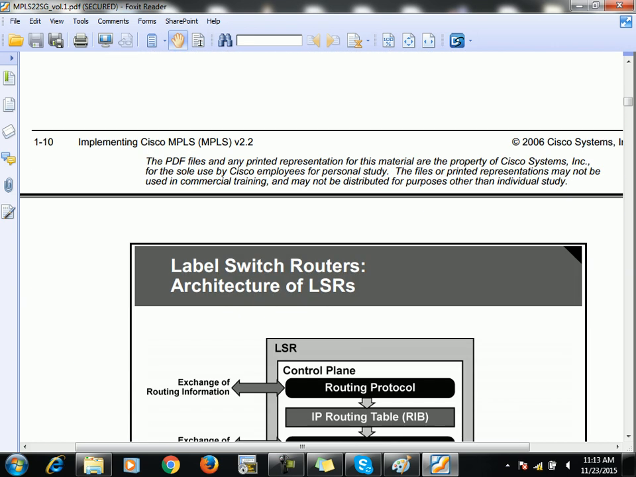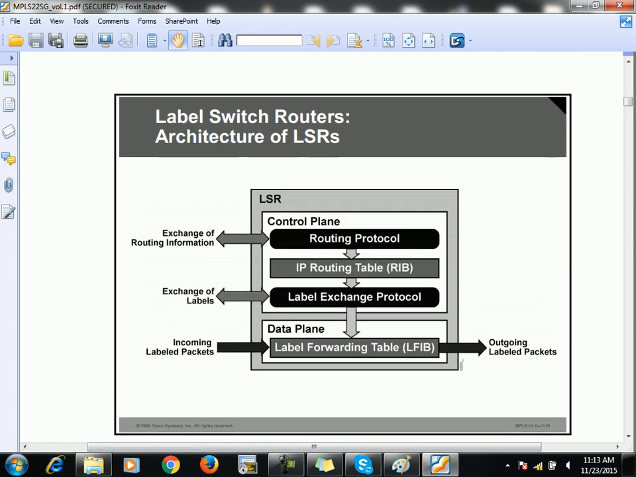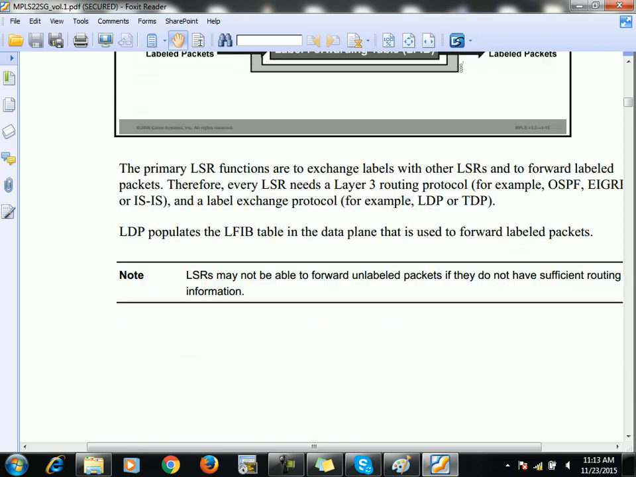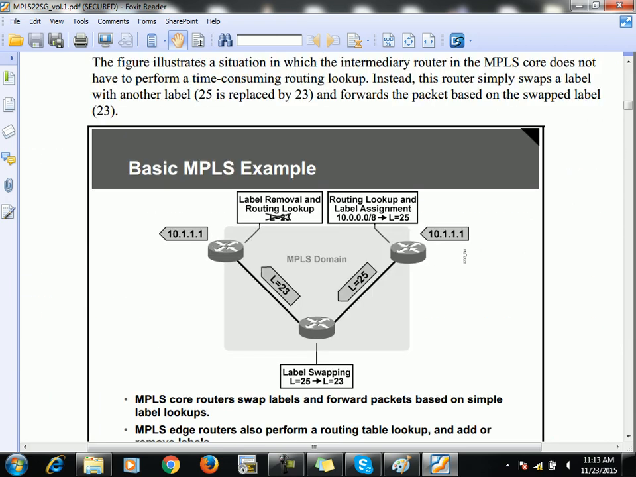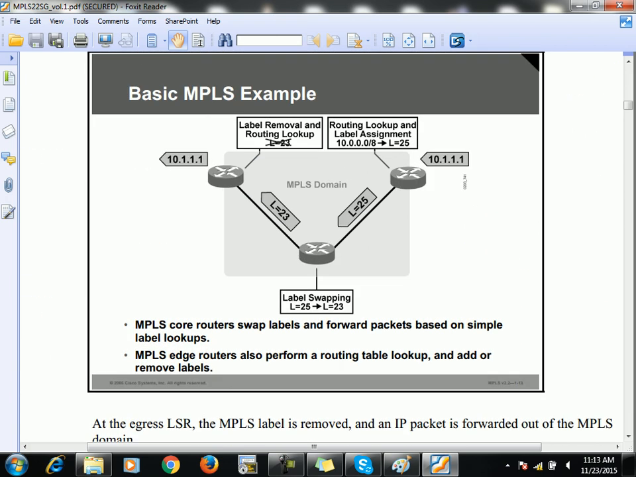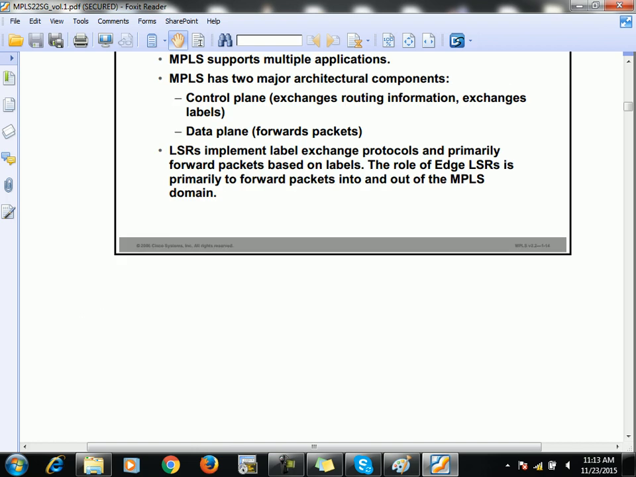And then after, label switch routers, I have already gone through it. Fine. SLSR is done. MPLS example, as I told you, label swapping, right? They will generate some labels over there. Fine. This is summary.